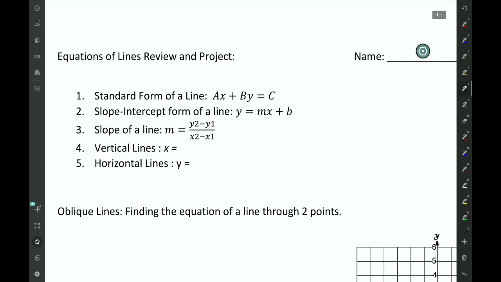Hello, Algebra 1B, and welcome to another Keystone Review piece here, Equations of Lines Review, and there's a little project to go along with this one.